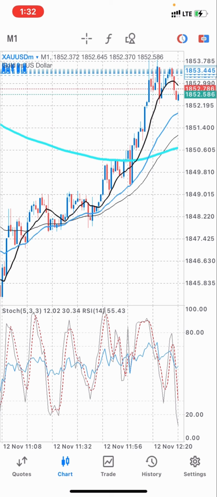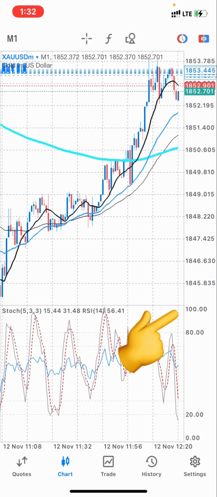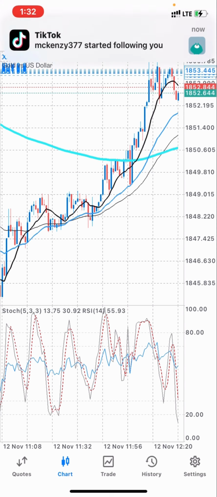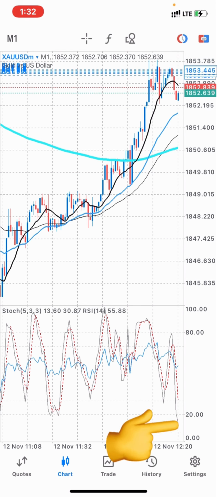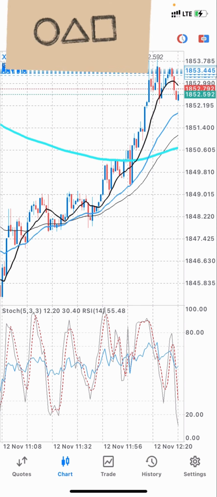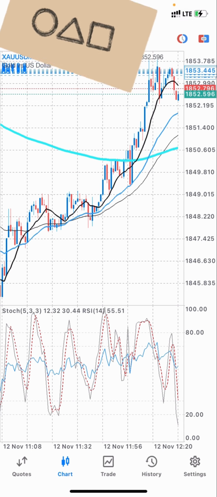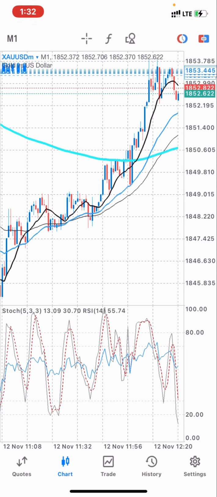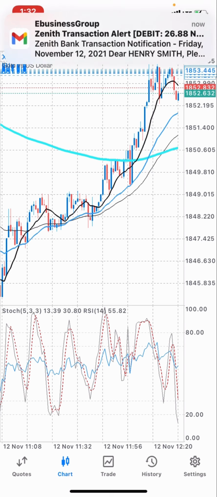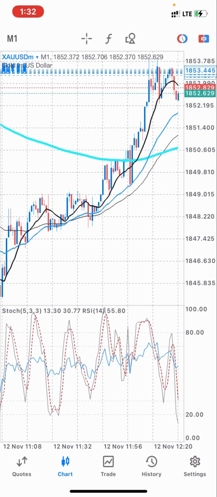Do you understand? So once it goes up to 80 and above toward 100, you should look at selling. Once it falls to 20 and close to 0, you should look at what? Buying. So that's what you are seeing happening right now in the market.